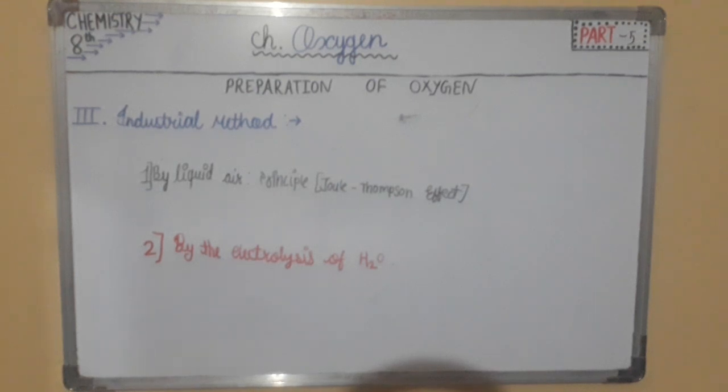Note: pure water does not conduct electricity because of its low ionization ability. However, it becomes a good conductor when dilute sulfuric acid is added to it. This water is called acidified water or acidulated water.